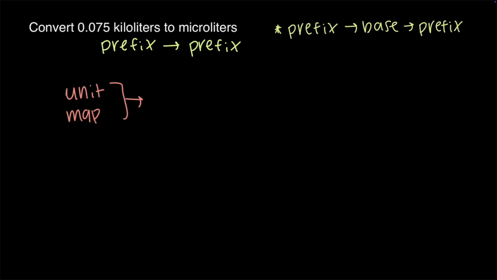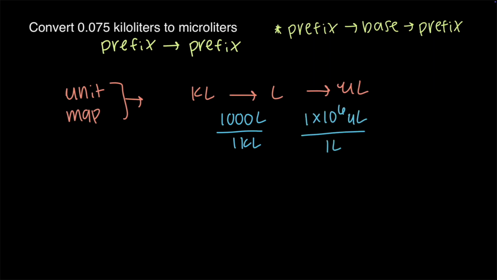In the next question, we have to convert 0.075 kiloliters to microliters. We are converting from kiloliters to microliters, so we will go to the base unit liters. Our unit map is kiloliters to liters to microliters. 1 kiloliter is 1,000 liters, and 1 liter is 1 times 10 to the 6 microliters.